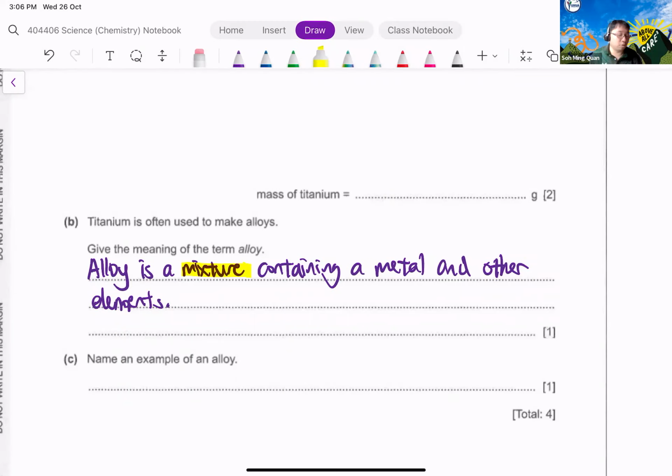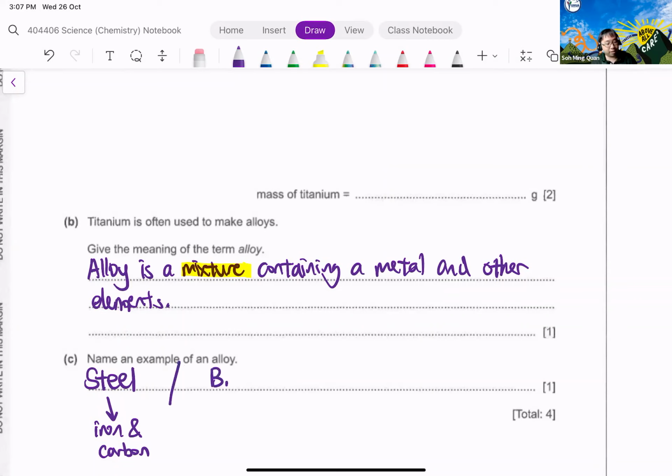So for example, steel is an alloy. Steel contains iron and carbon. Okay, so steel is a mixture of iron, a metal, and carbon. Now, steel is impure, therefore steel doesn't have a fixed melting point. Now, what are other examples of alloys?